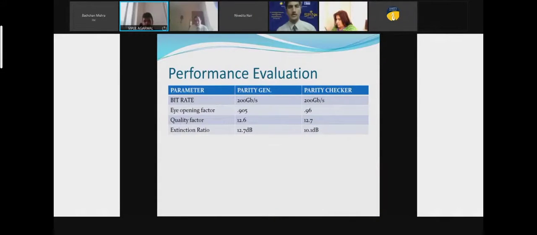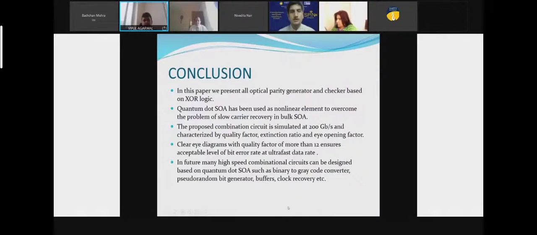This is the performance parameter of our proposed XOR logic. We have simulated at 200 Gbps. The quality factor is low, but considering that the data rate is very high, it is still above the acceptable limit. Below is the extinction ratio. In the eye, we got a very highly opened eye also. This is the conclusion.